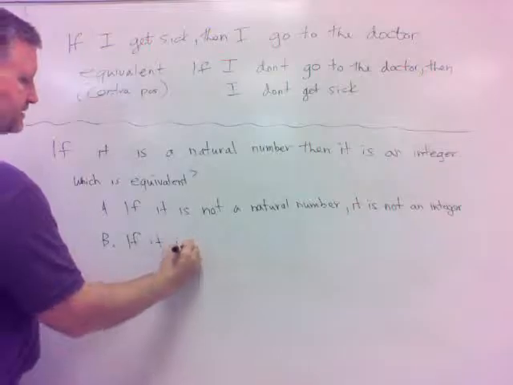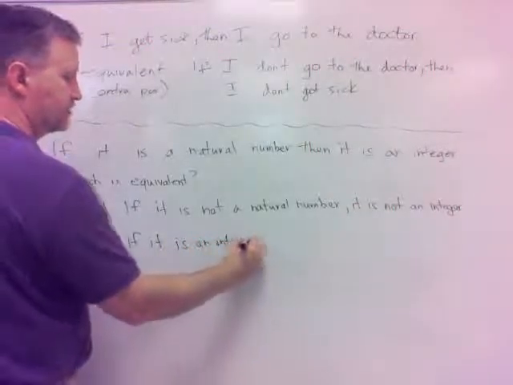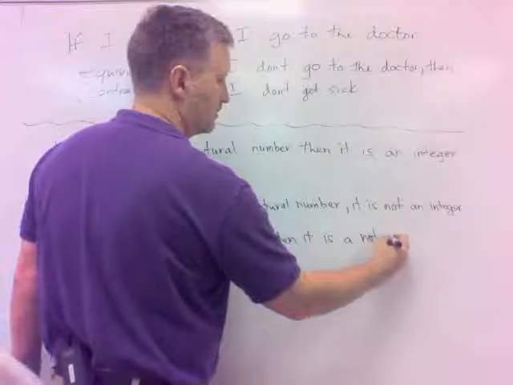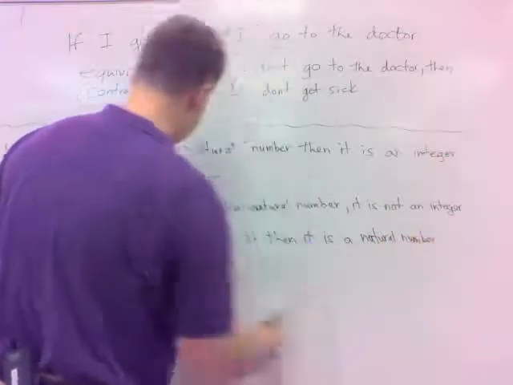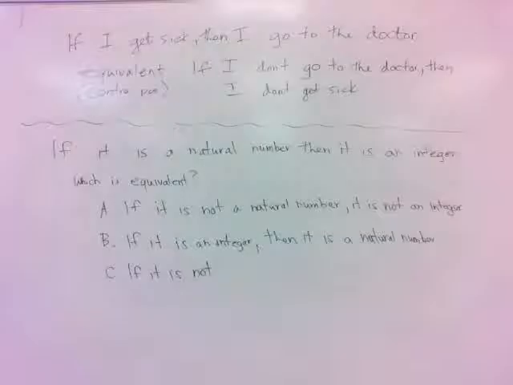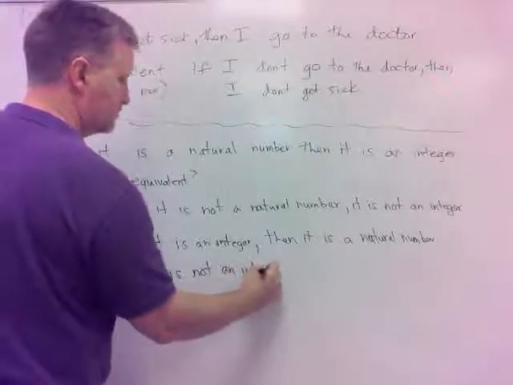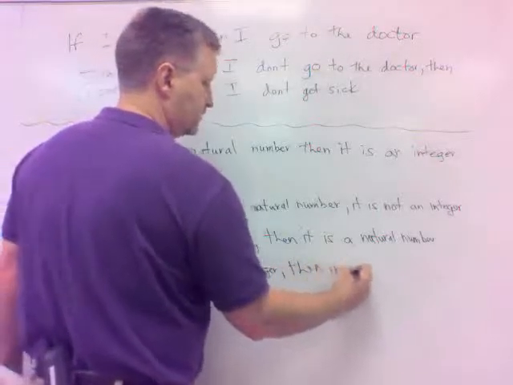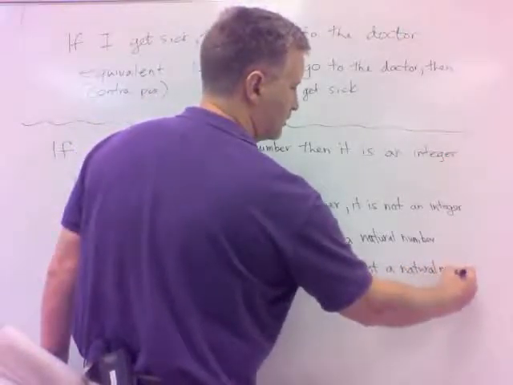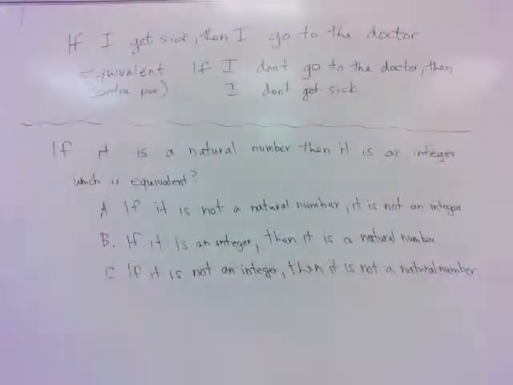If it is an integer, B. If it is an integer, then it is a natural number. Or C. If it is not a natural number, no, C. Let me start that again. If it is not an integer, then it is not a natural number. Okay, let's write those down for a second. A is if it is not a natural number, it is not an integer. B is if it is an integer, then it is a natural number. And then C, if it is not an integer, then it is not a natural number.